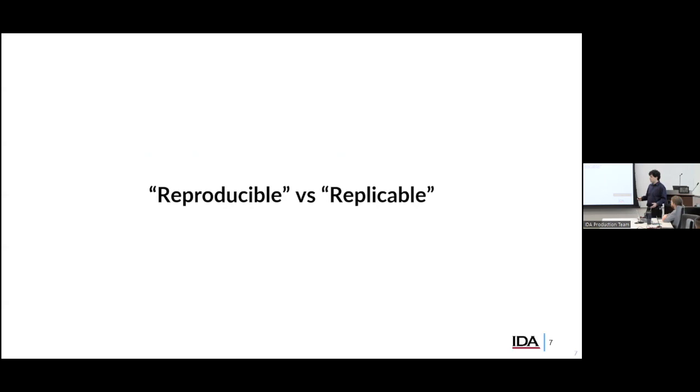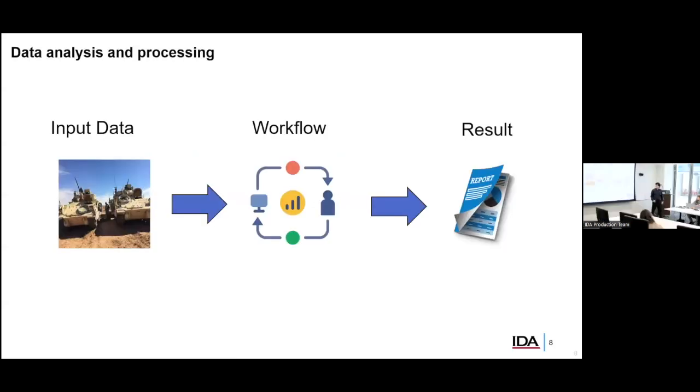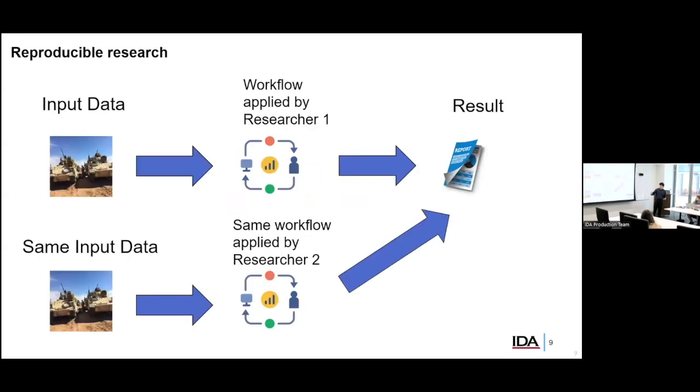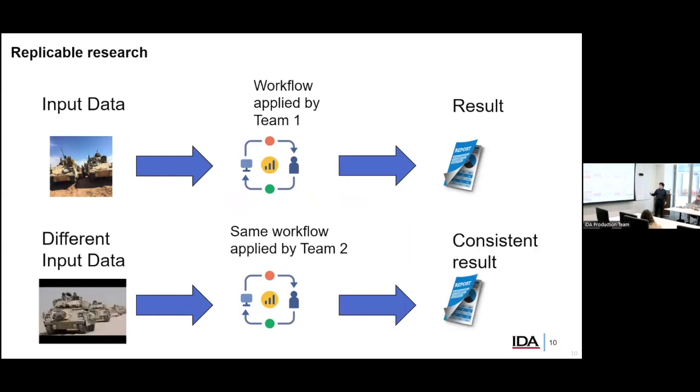Reproducible versus replicable are actually slightly different terms. We have our input data, we have our workflow, and it gives us some results. Reproducible research means that if we take the same input data and apply the same workflow, we get the exact same results, even if it's done by 2 different researchers. Replicable is a similar concept, except your input data might be different. If you apply the same workflow, you'll get a result that's probably not going to be the same, but it will be consistent.